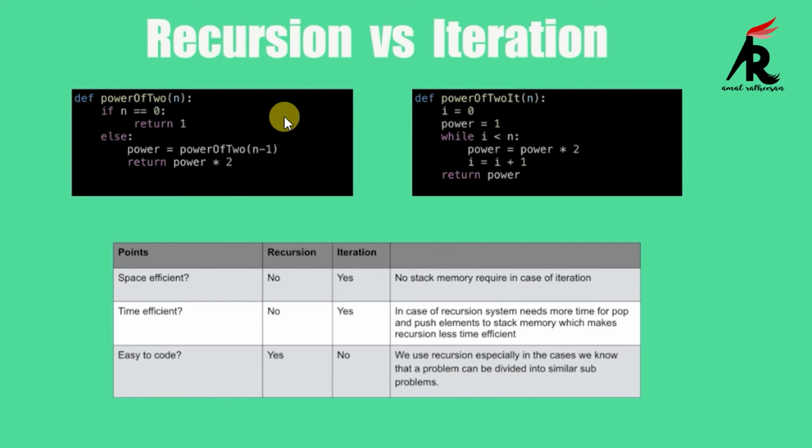Actually, the pushing and popping is done in the stack memory. It's very time consuming and space consuming. So in this case, it's a simple iteration. If we give 3, just set i equal to 0, power equal to the parameter, and there is a while loop, and it's very fast, much faster than this code. The main thing is no stack memory is required in the case of iteration. In the case of recursion, the system needs more time to pop and push elements to the stack memory, which makes recursion less time efficient.